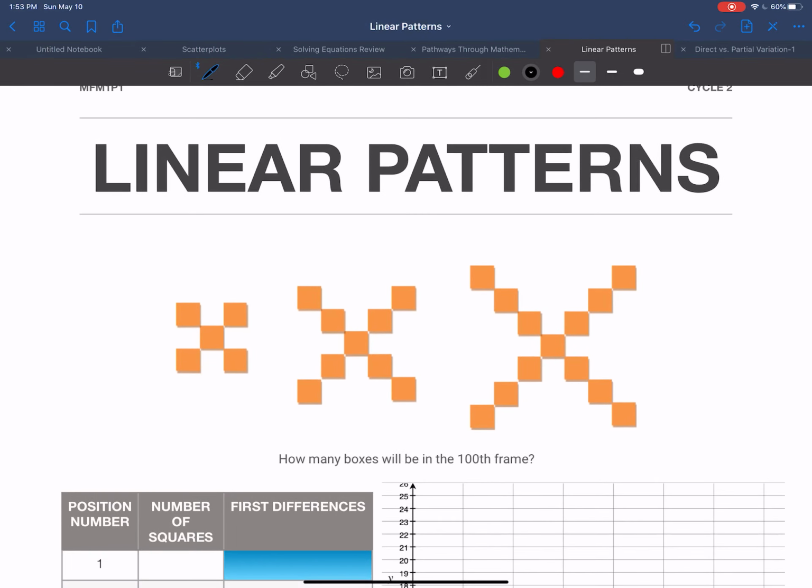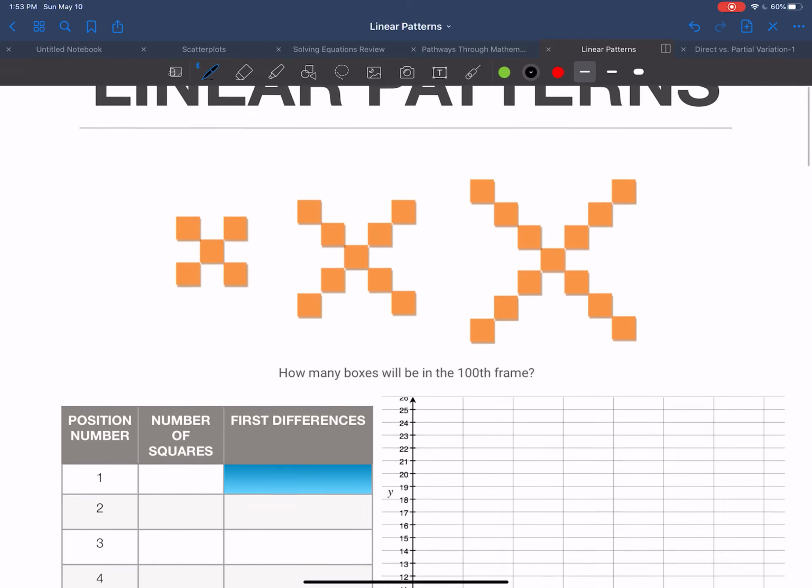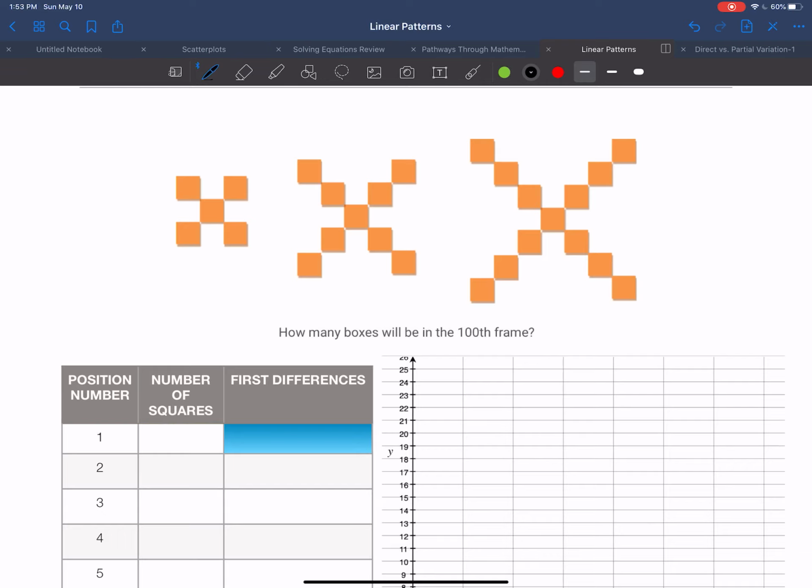Okay, so we're talking about linear patterns today. We're talking about slope, rate of change, and first differences. Some things we did last week and some things are new. I'm going to try to speak a little faster here so the video is not so long. And hopefully if you don't understand something, you just pause it and go back.